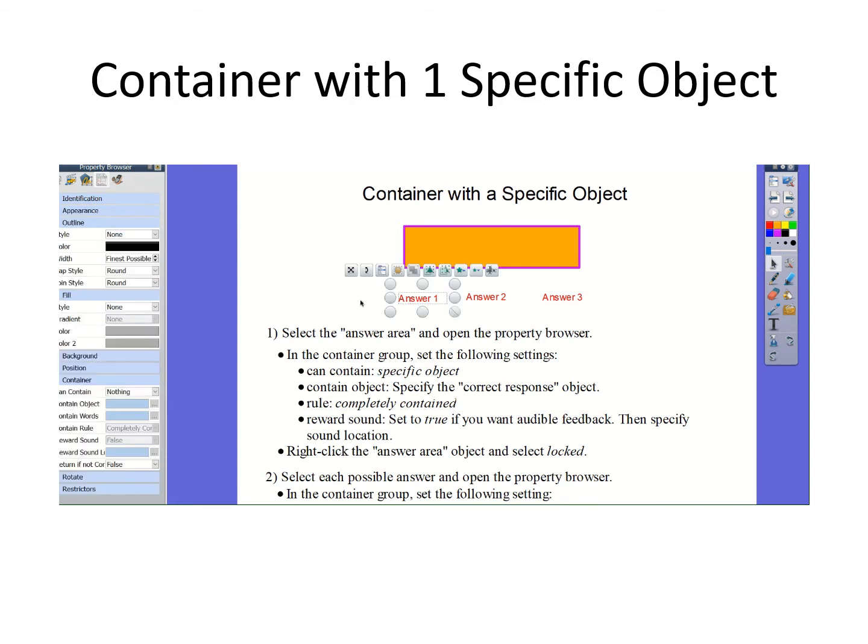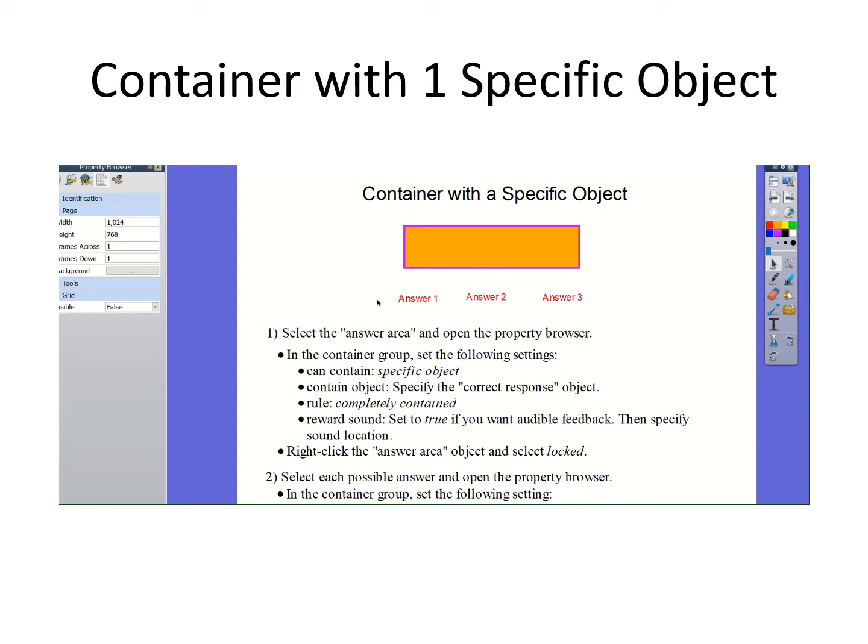I can click on one answer. Now the answer is not a container, so I don't need any of these things that I've just responded to. But I do need that very last one, return if not contained, and say true. And that simply means that if this answer does not fit in here, if it's not a right answer to go into the container, then the container will reject it and it knows to leave. So when you say return if it's not contained, if it's a wrong answer, it should leave. We say true, it knows to bounce out.